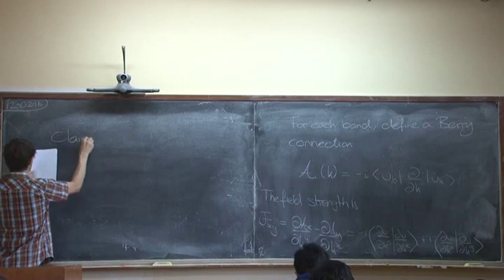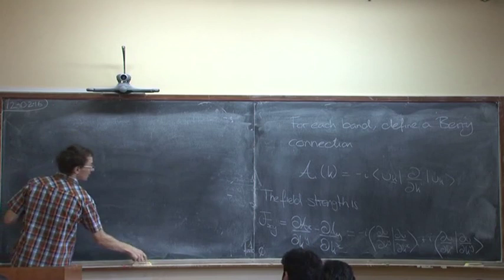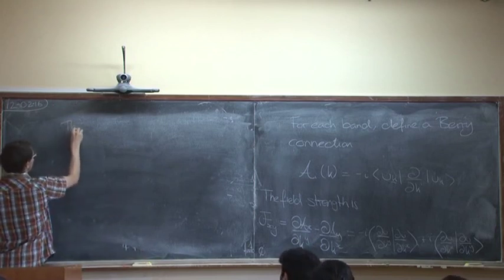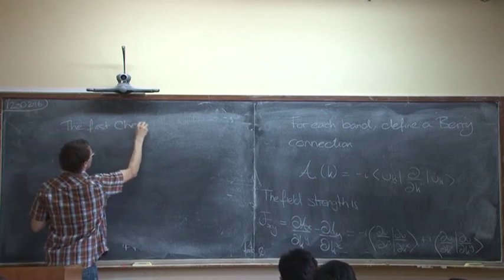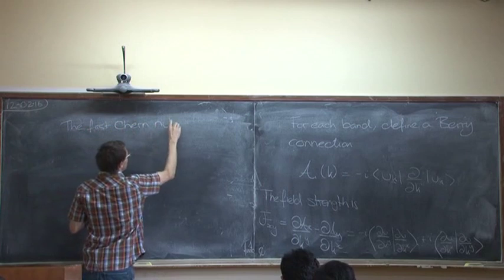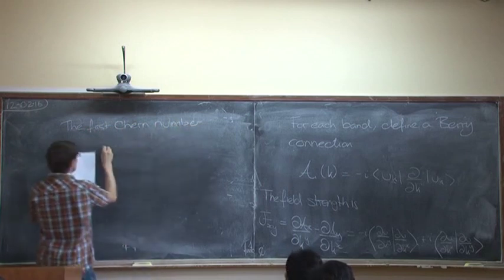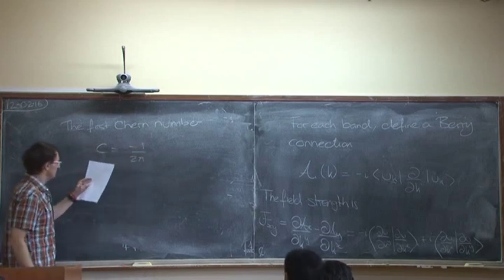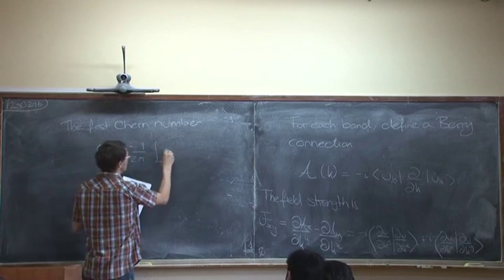So here's the claim. Actually, let me first define another thing. Given a field strength, we can define the first Chern number, which is a very fancy way of saying you just take the field strength and you integrate it over the torus. I'm going to define it with a minus sign, just so things work out nicely.